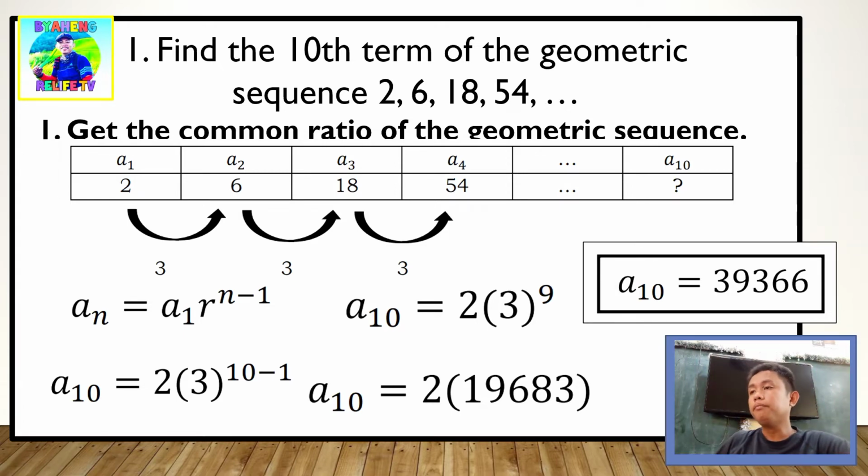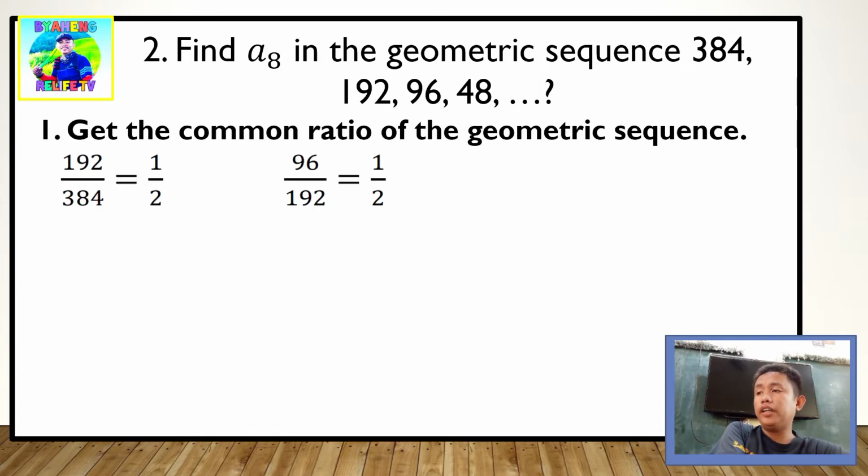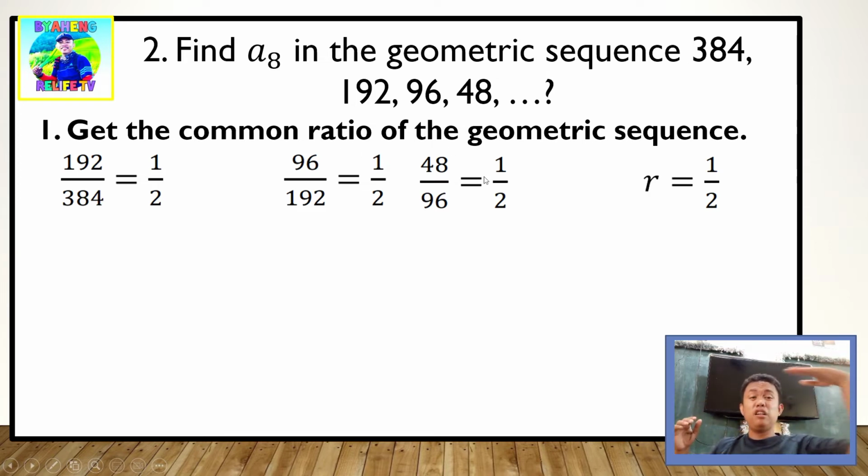Okay? Let's have example number 2. How about for 384, 192, 96 and 48. So, ano ba yung common ratio natin? Definitely, by dividing each one of them, we're going to have a ratio of 1/2. So, ito, i-divide mo doon, syempre, 1/2. Ito, divide mo doon, 1/2. Ito, divide mo doon, 1/2. Laging pabalik ang pag-divide nyo. And therefore, we're going to have the ratio of 1/2.